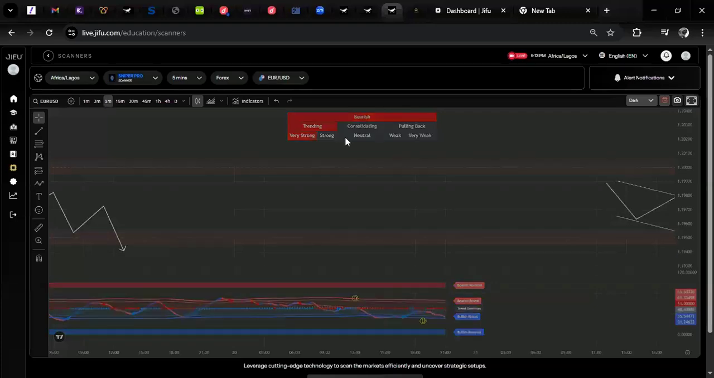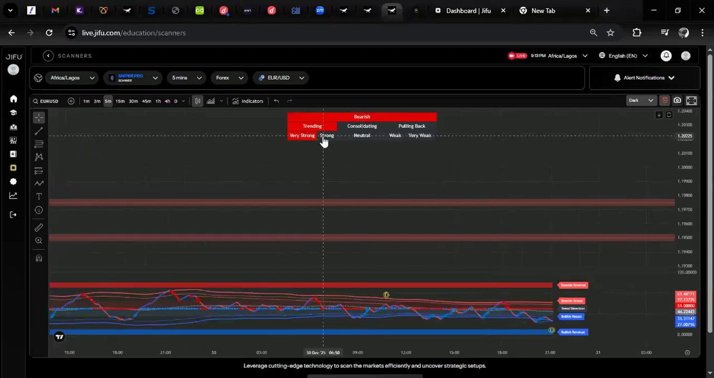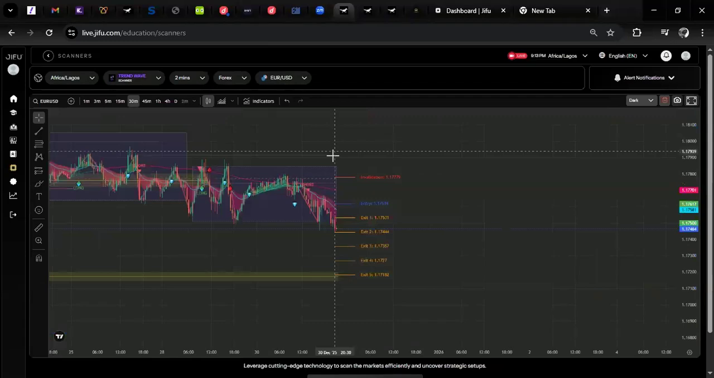So this is exactly what you want to see. These confirmations are exactly what you want to see. So once you get these things, boom. Sniper Pro aligning with Nexus, Nexus aligning with Trend Wave, and then boom, you're good to go. So this is exactly how you confirm a trade idea.